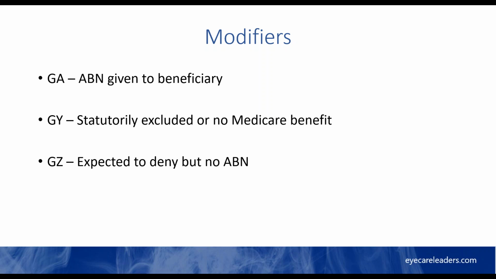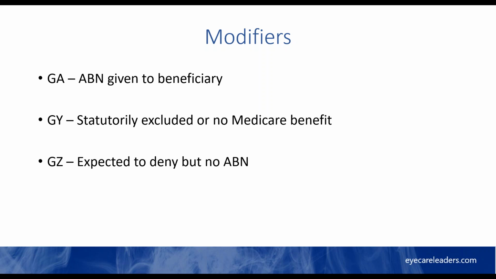And we lastly have the GZ, and this modifier is used when an item or service is expected to be denied as not reasonable and necessary, and an ABN was not signed by the beneficiary. For example, when you realize too late, only after furnishing the service, that you should have given the patient an ABN. The claim will be reviewed by Medicare like any other claim, and it may or may not be denied. If payment is made, the presence of the GZ is irrelevant. So GY, they're never going to pay it. GZ is the may or may not, right?